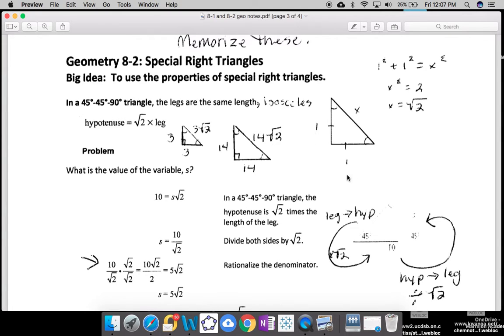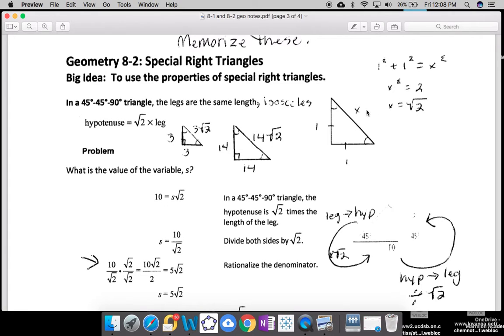So this proportion right here, 1 to square root of 2, is going to hold for any 45-45-90 triangle. So for example, if we have a right triangle with two 45-degree angles and the legs are 3, the hypotenuse will be 3 times the square root of 2. If we have a 45-45-90 triangle and the legs are a measure of 14, the hypotenuse is 14 square root of 2.